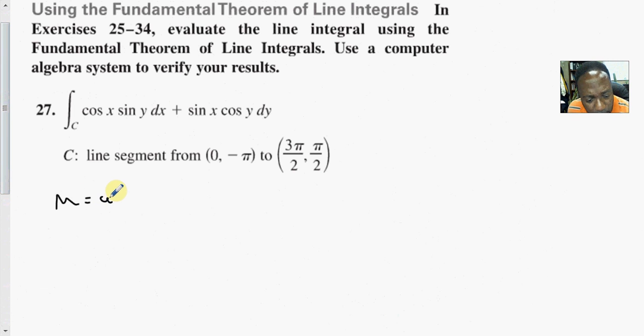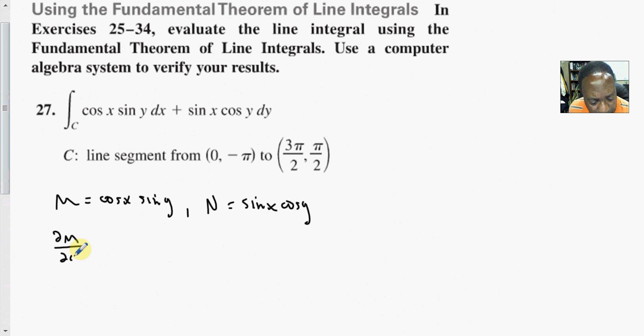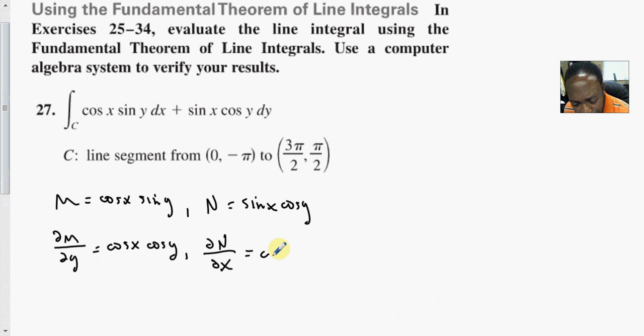M is equal to cosine x sine y, and n is equal to sine x cosine y. The partial of m with respect to y is cosine x cosine y. The partial of n with respect to x is cosine x cosine y. So indeed it's conservative, right?